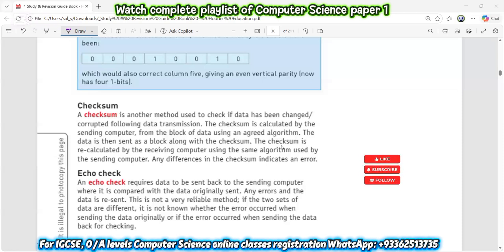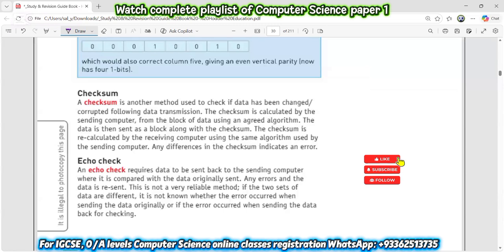Next method is your echo check. And as the name implies, the data is sent from the sender to the receiver, and the receiver will resend the entire packet back to the sender. And you can see for yourself that that is just like the echo, the way when we are in a room where nothing is there, then we hear our voice back. Similarly, it's not the voice, it's the data that is sent back to the sender.